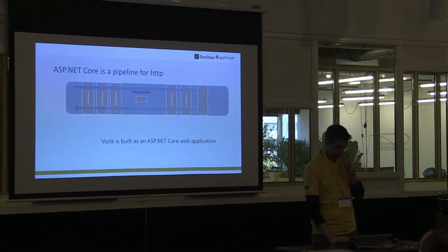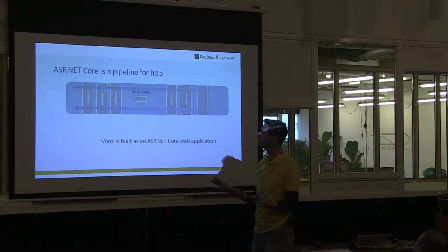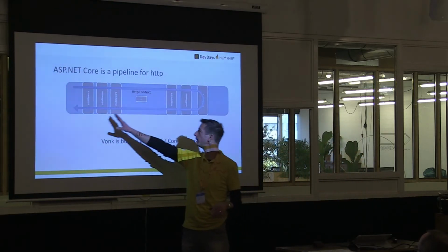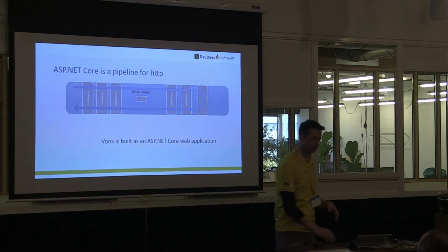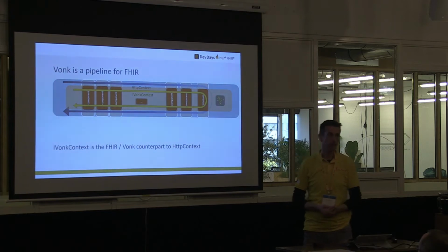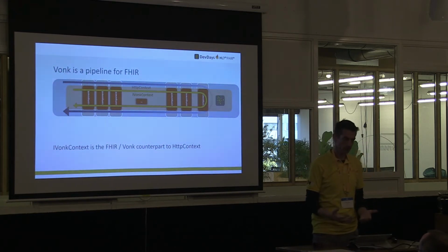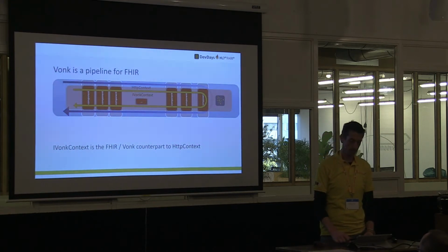And here you see it again in an image. So here is how the HTTP context in normal ASP.NET works. It has a whole bunch of middleware, and the HTTP context goes over it. And then we lay on top of that the Vonk context. So we interpret the HTTP context for you in terms that are easier. It's easier to process.